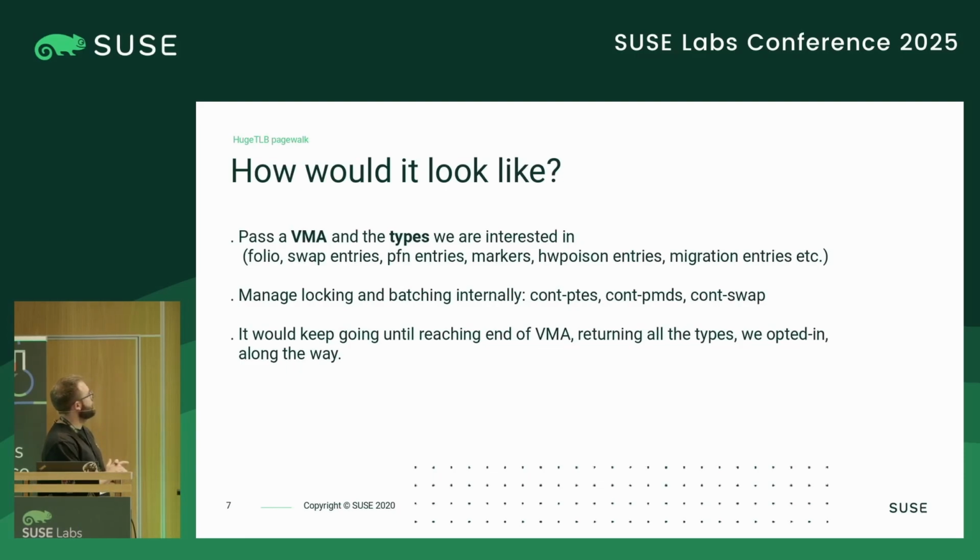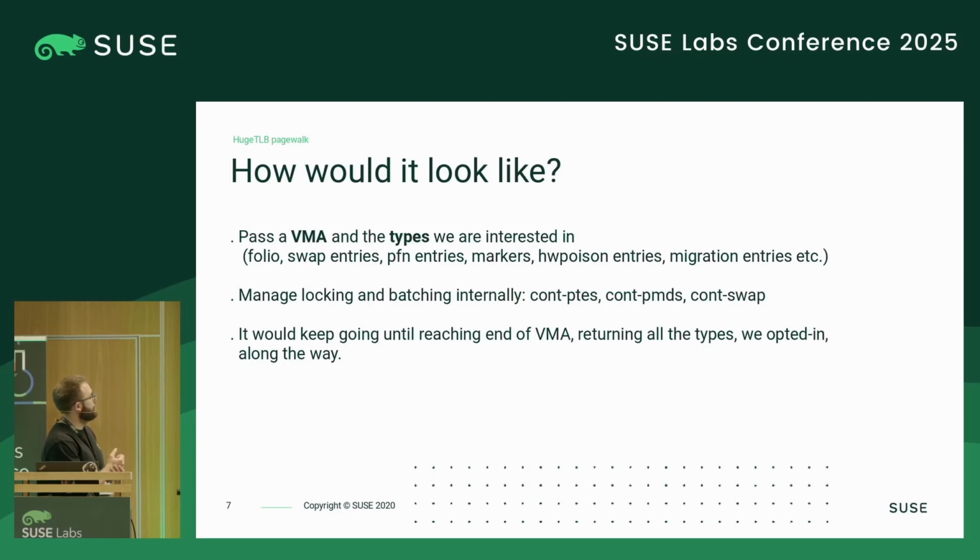So to sum it up, this is still kind of a prototype. You will pass a VMA and the types you are interested in, because some functions, for instance, maps and NUMA maps from the proc file system, are only interested in folios, in present folios, and in swap entries as well. But the other stuff, they don't really care that much. So you will opt in which types you want to get returned.